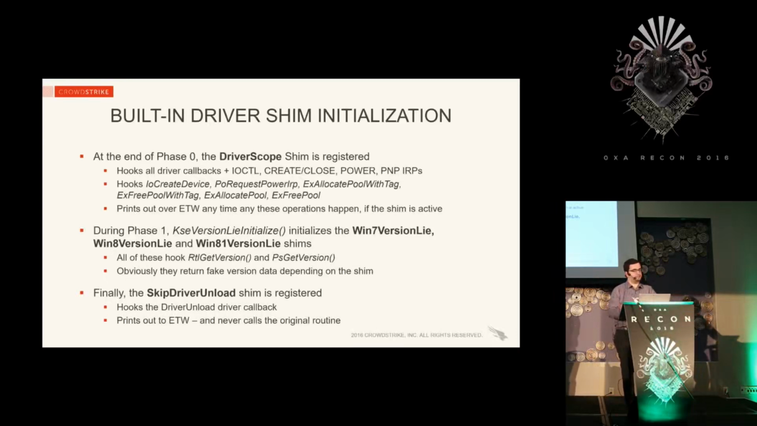And as you can probably imagine, these are going to hook RtlGetVersion and PsGetVersion, and each particular hook will return a different version. So just like in user mode, we can enable XP compatibility mode or Windows 7 compatibility mode. This basically lies to the driver and makes the driver think we're running on a different operating system.